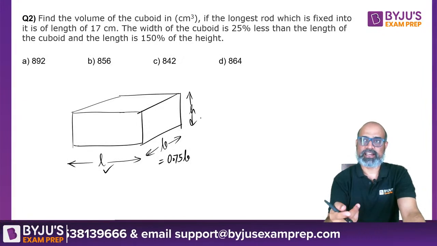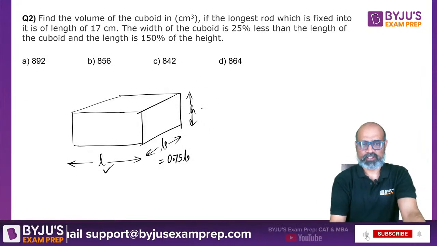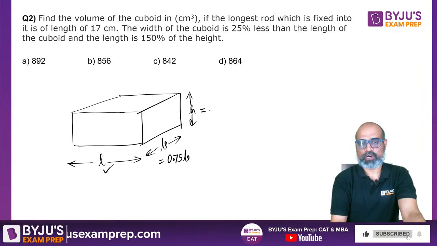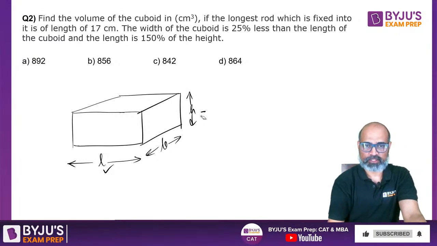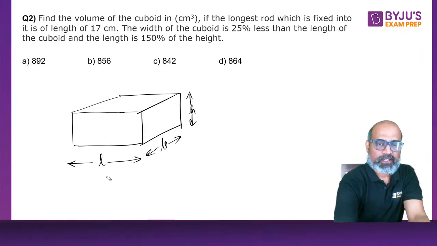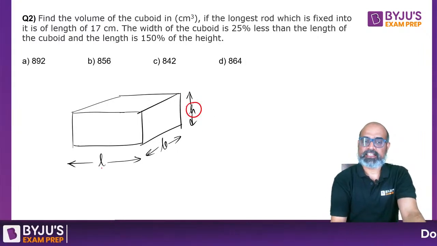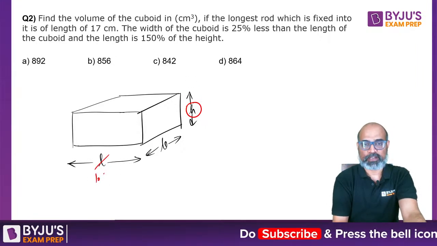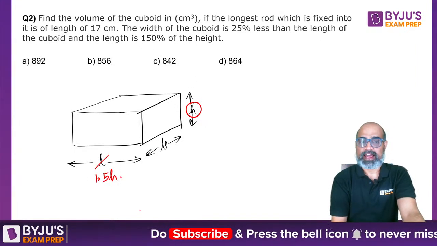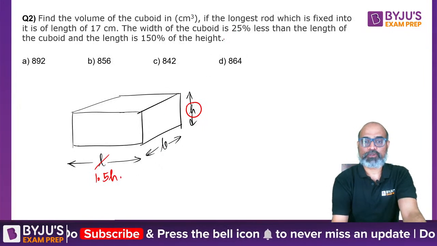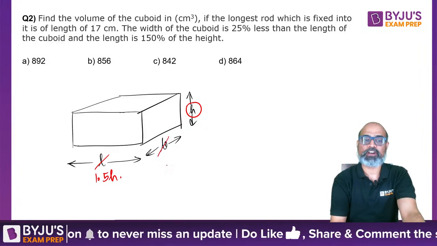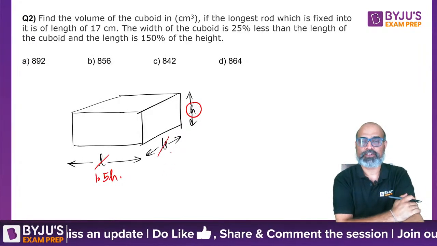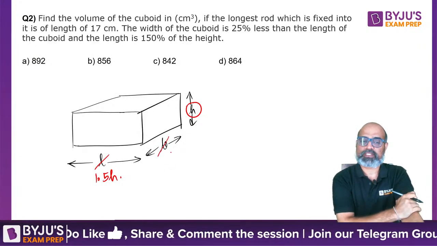So let's write everything in terms of h. Let's say that the height is h, so the length will be 150% of the height, so L will become 1.5h, and then the breadth is going to be 25% less than this. So what is going to be 25% less than 1.5?